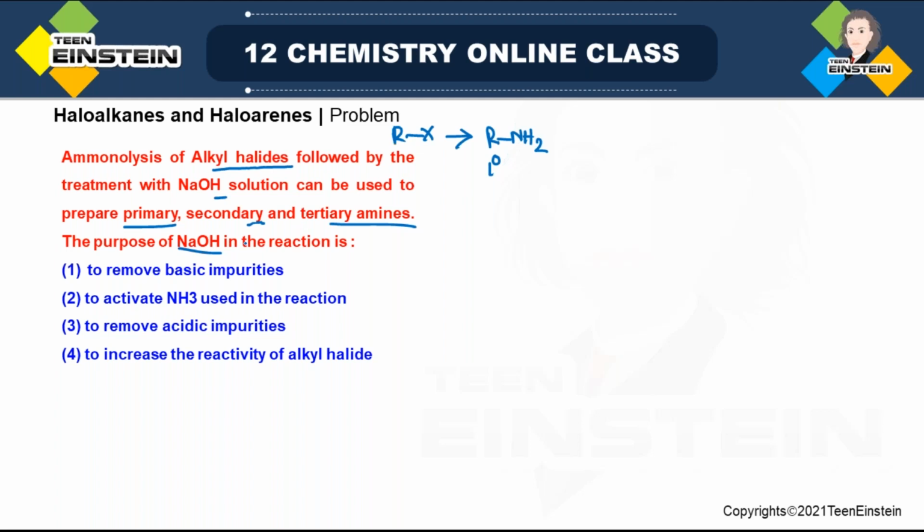So 4 options are given. The first option is saying to remove the basic impurities, then to activate ammonia that is used in this reaction because it is ammonolysis. Then the third option is to remove acidic impurity. And the last one, to increase the reactivity of alkyl halide. But if we want to know which option is actually correct, first you have to understand the reaction. Now look at this reaction.